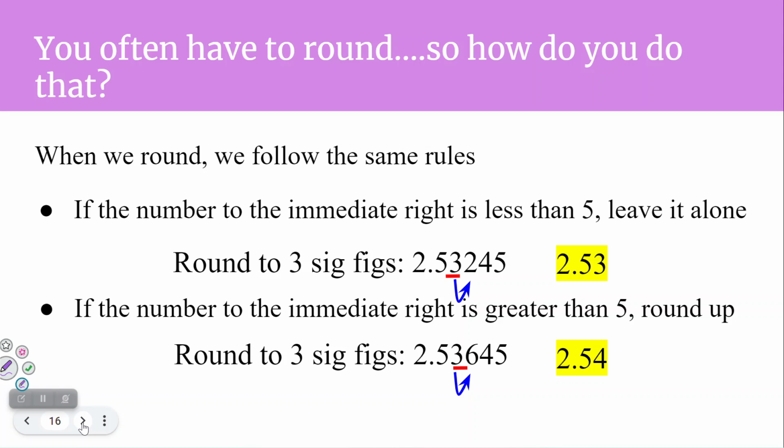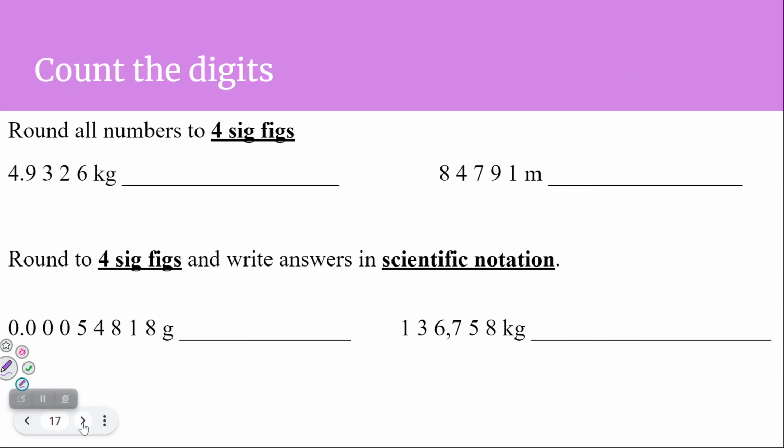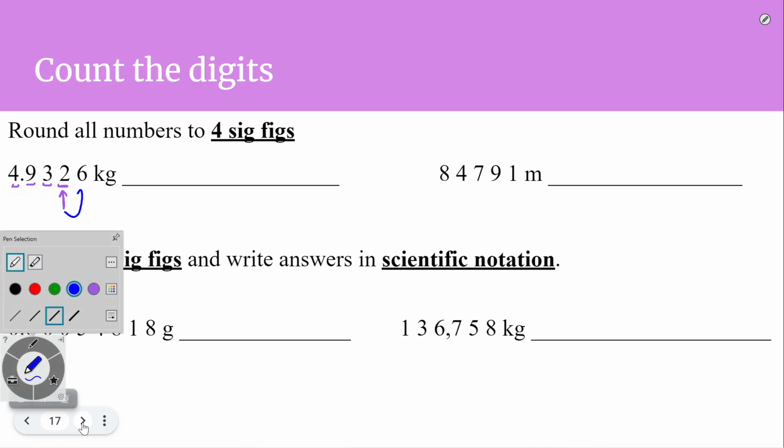The next part here is rounding all numbers to 4 significant figures and then rounding those to 4 sig figs as well and writing in scientific notation. Okay, so let's do this example here. Rounding the numbers to 4 significant figures. Okay, so 4 sig figs for this number is 1, 2, 3, 4. The 4th significant figure is right here. Okay, so I'm going to look at the neighbor, which is a 6. Let me move that. Okay, so my neighbor is a 6.